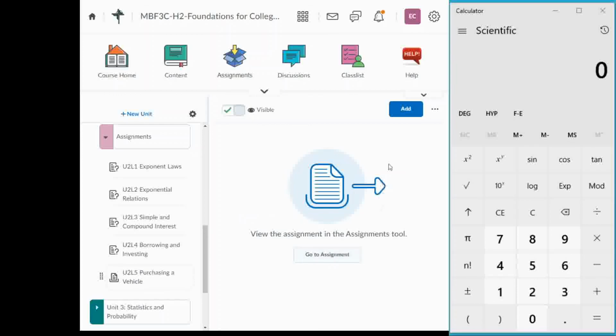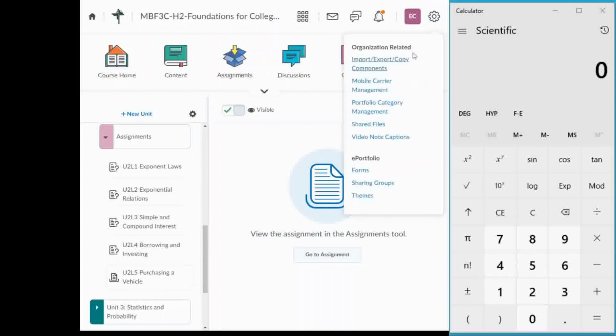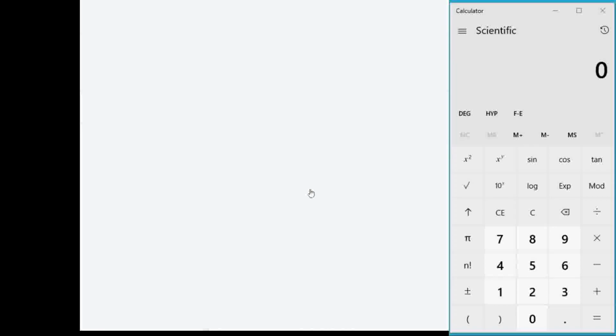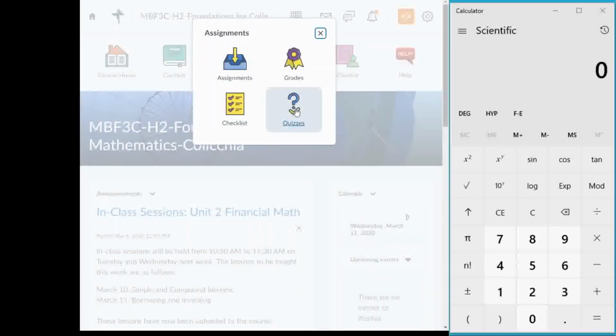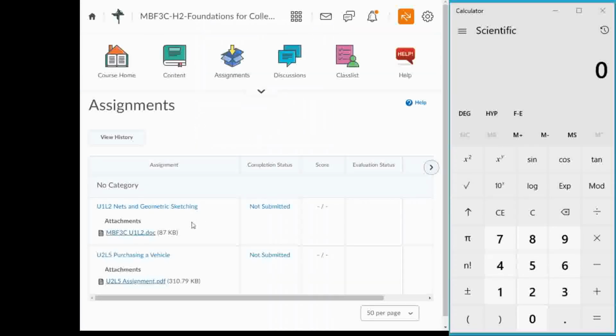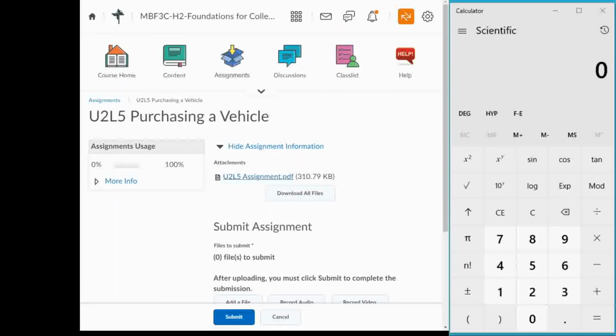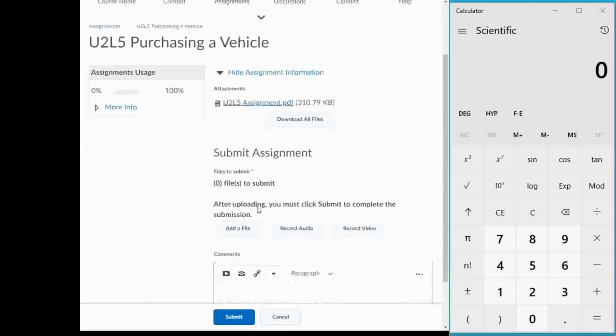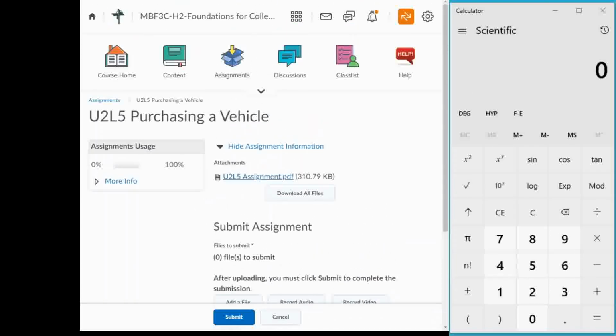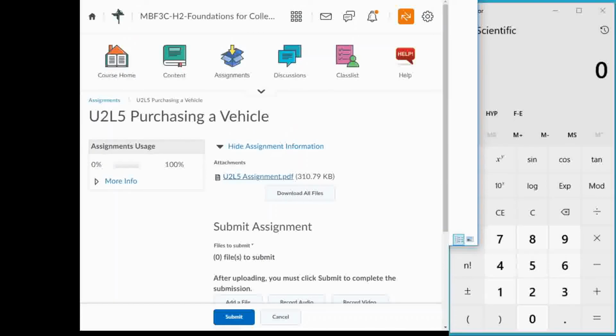So clicking on this assignment, let me just switch to view as a student. Clicking on that assignment will get you to this purchasing a vehicle assignment, and you'll need to open up this PDF document. And this is the file that you'll be working on, and you'll have to submit your work. So let me open up what that file looks like.